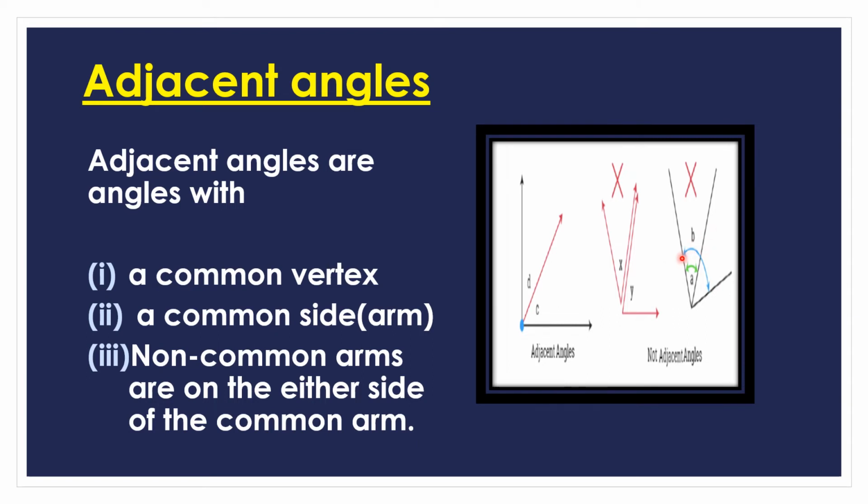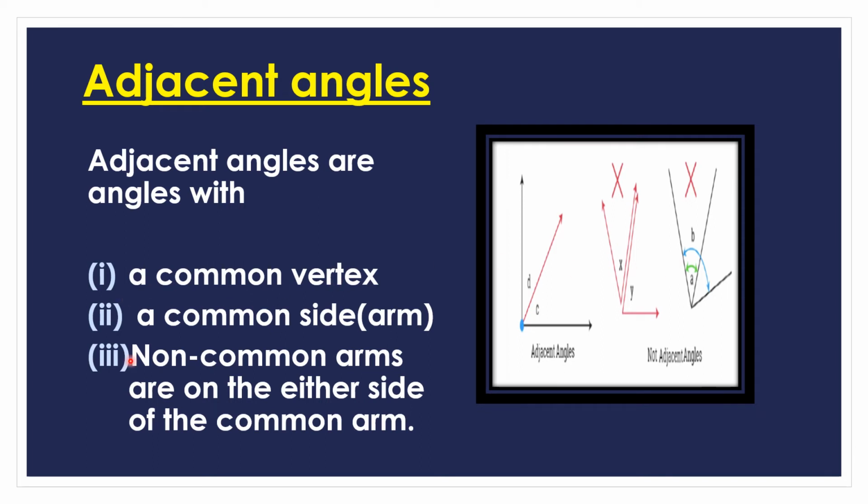पर हमारे पास होना क्या चाहिए था कि एक लेफ्ट में हो और एक राइट में हो, but here it is not like that, here both are on the left. Okay, so obviously they are non-adjacent angles. Okay, they are not adjacent.